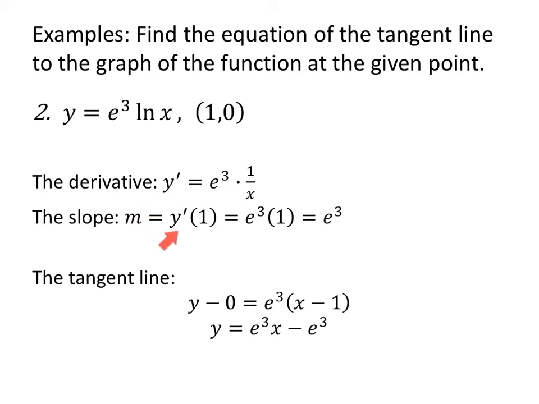Now my slope for the tangent line is given by the derivative evaluated at 1, which is 1 over 1, giving me 1. So I'll have e cubed times 1, which is e cubed. Hideous? Yes, but we can find the equation of the tangent line. y minus 0 equals a slope of e cubed times x minus 1. Distribute my e cubed. y equals e to the third times x minus e cubed.